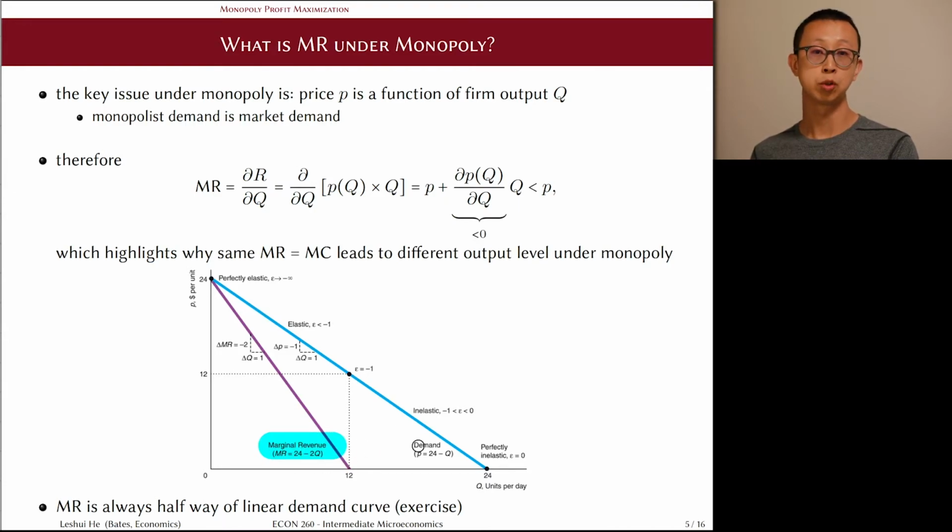In particular, you were told in the principles class that the marginal revenue curve with a linear demand function on the monopoly will cut the demand curve in half on the horizontal axis. We can derive this result just by taking a derivative, and I will leave that to an exercise.